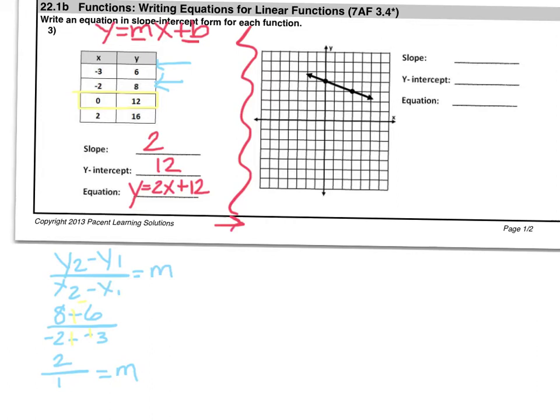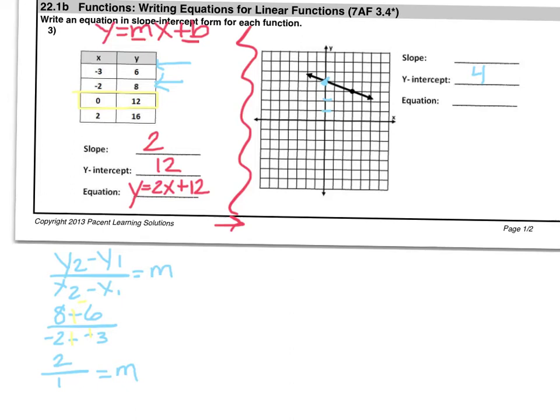So we're given this time, instead of a set of data points, a graph, and so we can see our line. And so we can see that our line is crossing the y-axis right here at this point. Well, what point is that? That's when y is 1, 2, 3, 4. So our y-intercept is 4. And now we have to figure out what our slope is.